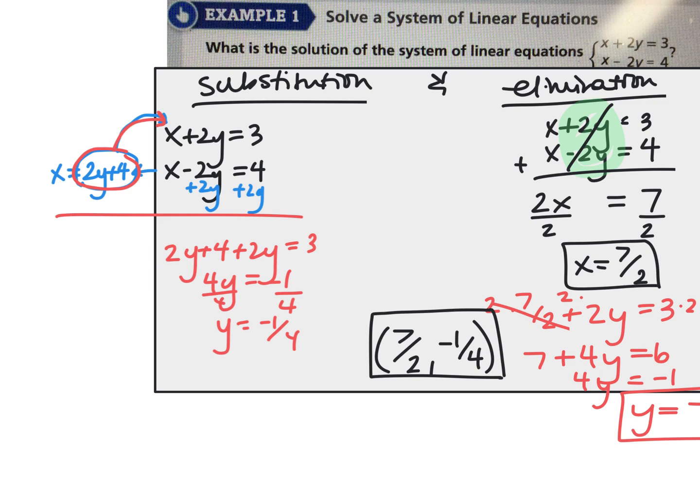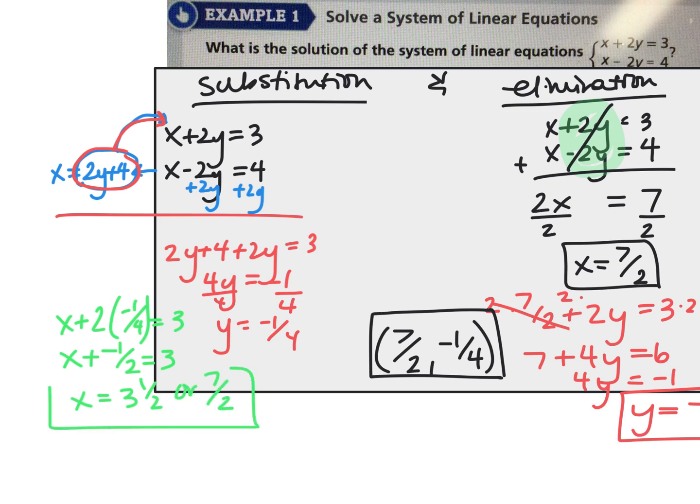And then I can plug that back into one of the equations just like I did before to solve for x. So I can do x plus 2 times -1/4 equals 3. x plus, this is -1/2, equals 3. So x equals 3.5 or 7/2. So again, I'm getting the same answer with this other method.